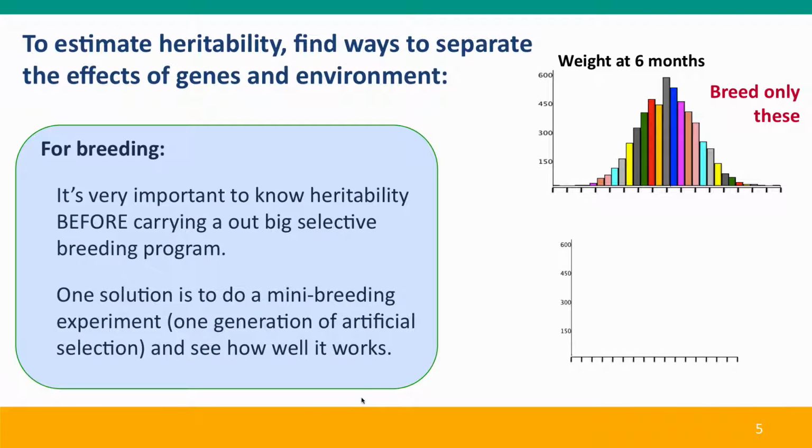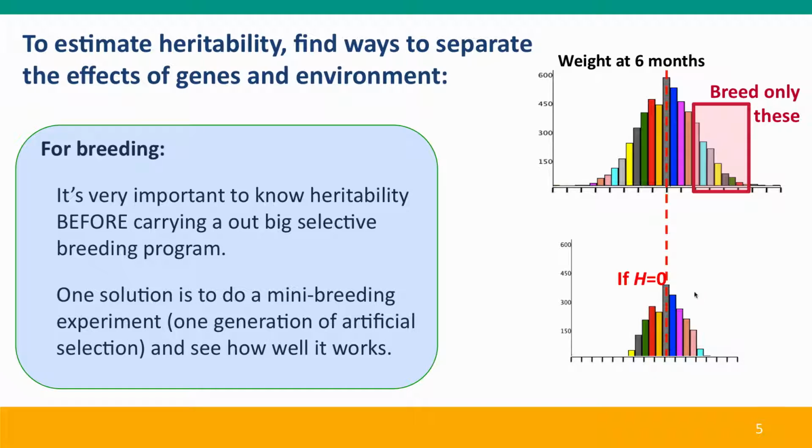So first, for breeding studies, it's very important to know what the heritability is before doing the work. One way to do that is to do one generation of the work and very carefully measure the response to selection. Imagine you have, say, a large breeding colony of pigs and you want to select for greater weight at 6 months of age. You take your population and carefully measure the distribution of weights at 6 months of age. And then you breed only from the pigs who have high weights at 6 months. These are the desirable pigs.